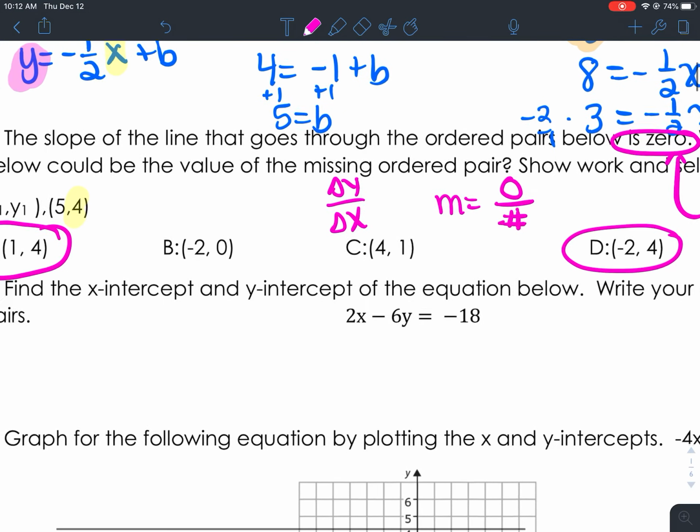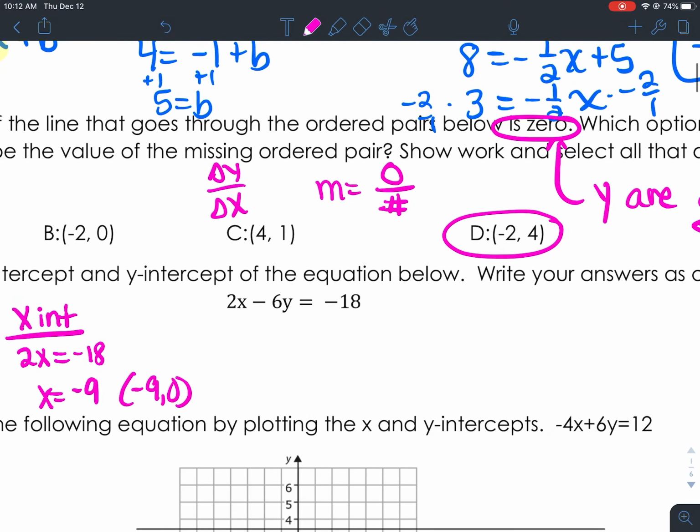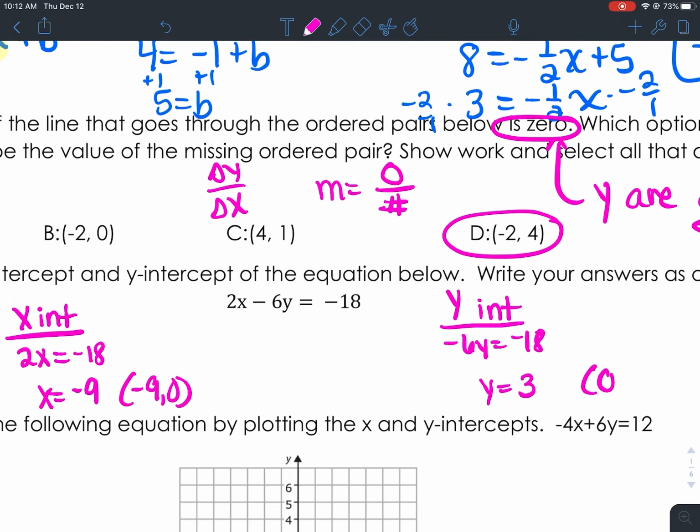All right, find the x and y intercept. Remember, for the x-intercept, you make y 0. So you can just take out the y, and you get negative 9. It says write your answer as an ordered pair, so that would be negative 9, 0. For your y-intercept, you make x 0. So if I take out the x, I'm left with negative 6y equals negative 18, so y is equal to 3, and that would be 0, 3.